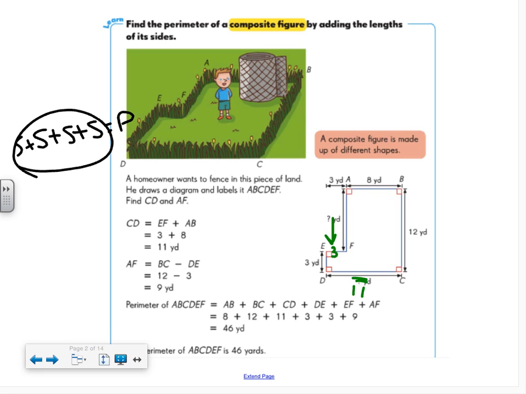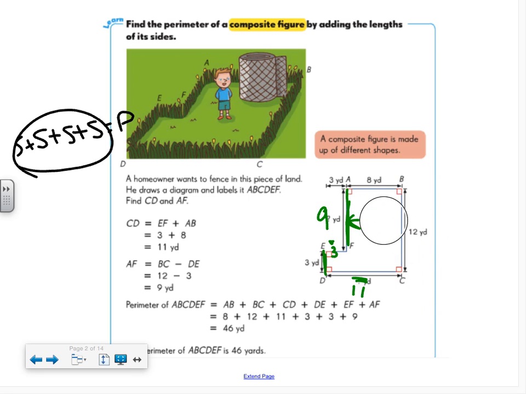Now I have that one, that one, that one, and the only other side I need is A to F. And again, I know that this is 3, so this has to be 3. And I know that this whole line is 12. So I'm trying to chop off this 3 so I can see how long this line is right here. And 12 minus 3 is 9. So I know that this has to be 9 yards, okay?